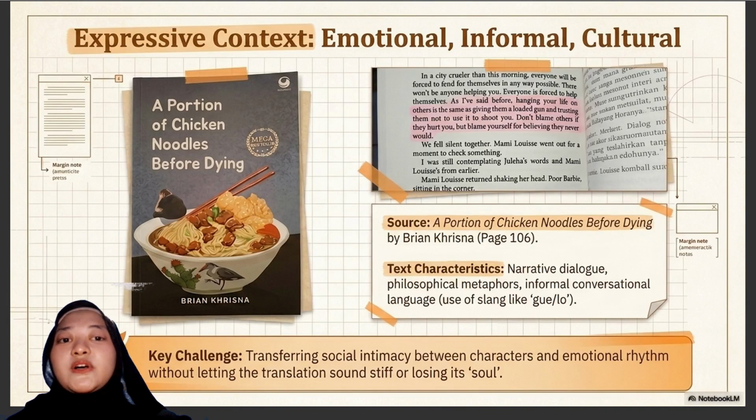Next is expressive context. Now we move to expressive texts, which are more emotional, informal, and cultural. The third text comes from a portion of Chicken Noodles Before Dying by Brian Krishna. The text contains dialogue, philosophical metaphors, and informal language, including slang such as gue and lo. The main challenge in this type of translation is preserving emotional intimacy between characters and maintaining narrative freedom without making the translation sound stiff or losing its emotional soul.